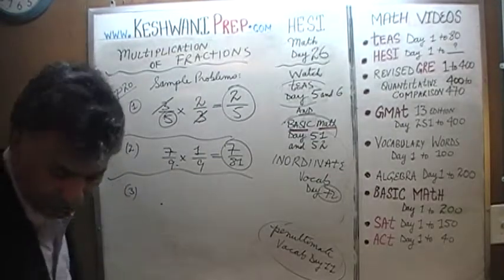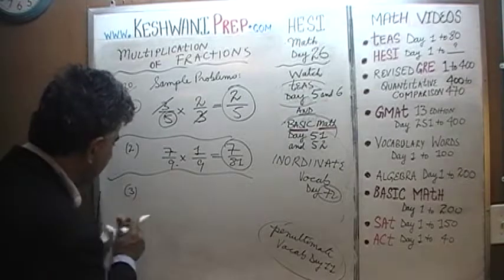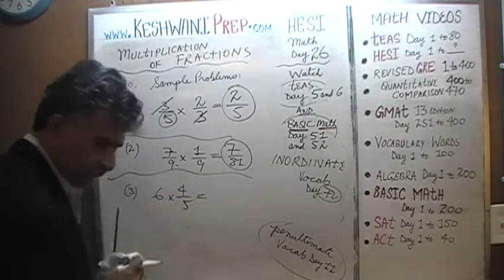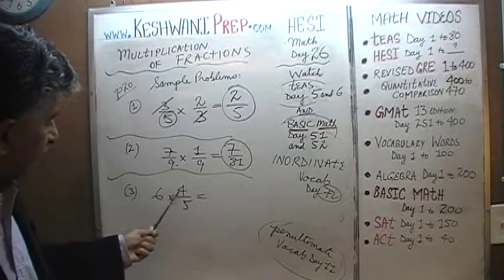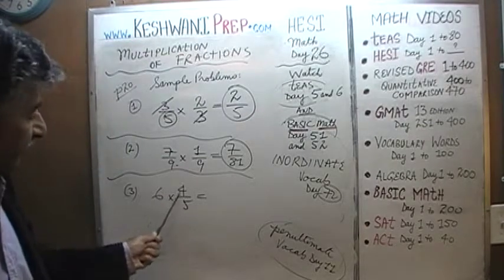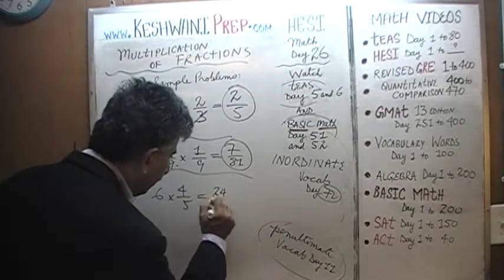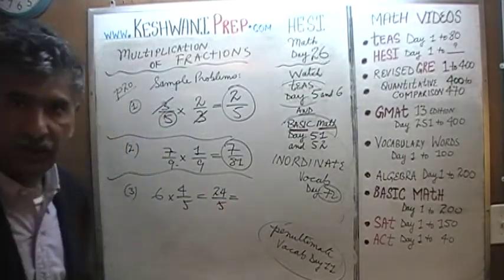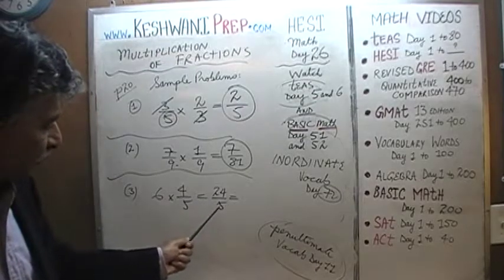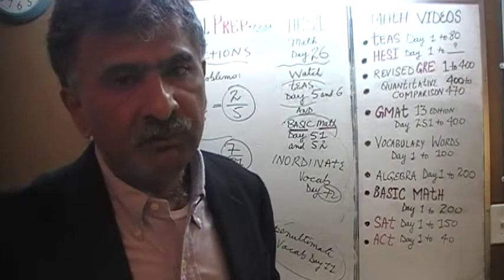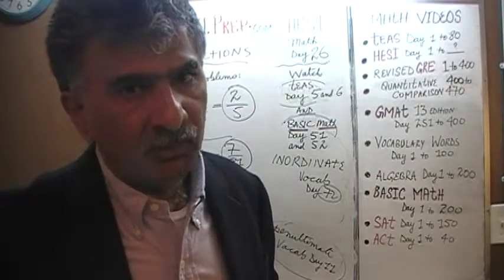Number three says 6 times 4/5. Similarly, there is nothing common between 5 and any of the top numbers, 6 and 4. So it will be 6 times 4, which is 24 over 5. We cannot leave it like this because 24 is more than 5. It is an improper fraction. We must represent it in the form of a mixed number.